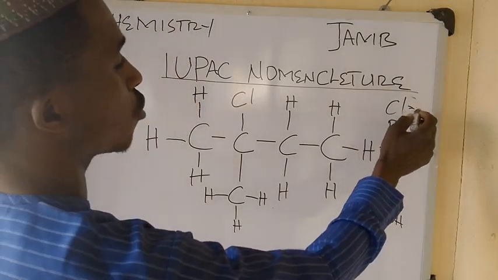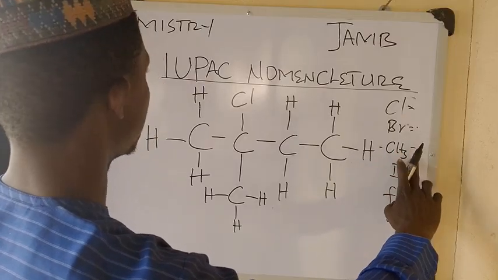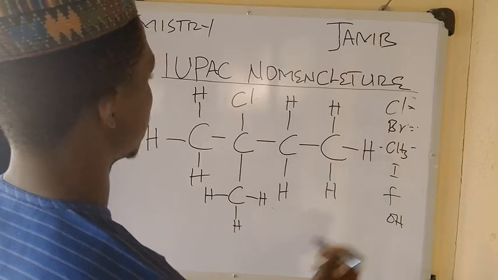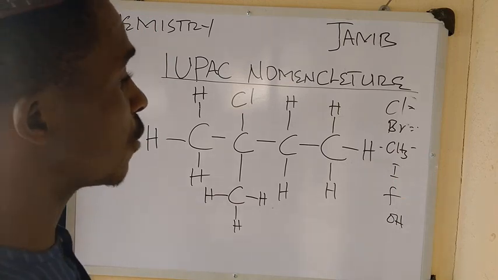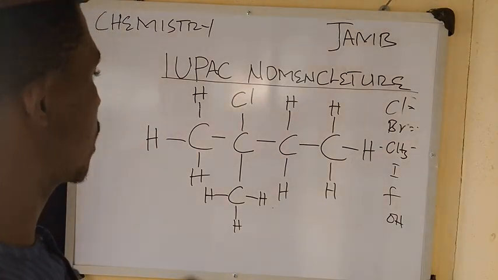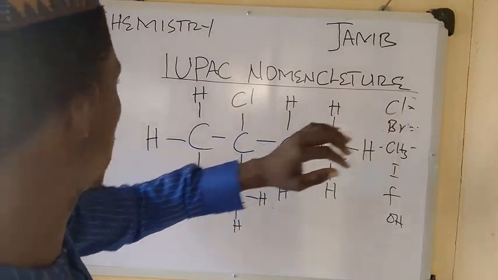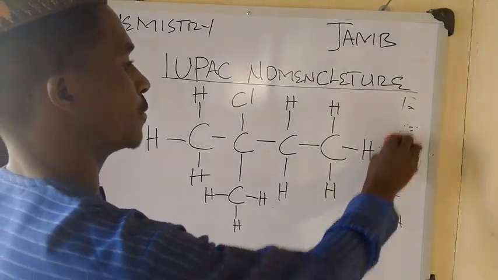So you call this one chloro, you call this one bromo, you call this one methyl. Then we can call this iodo. This is fluoro, and this is hydroxyl. So if any of these is attached to the compound, how do you name the compound? As we can see here, at this very carbon atom, you have this Cl, which is called chloro. So can we try to name this organic compound?